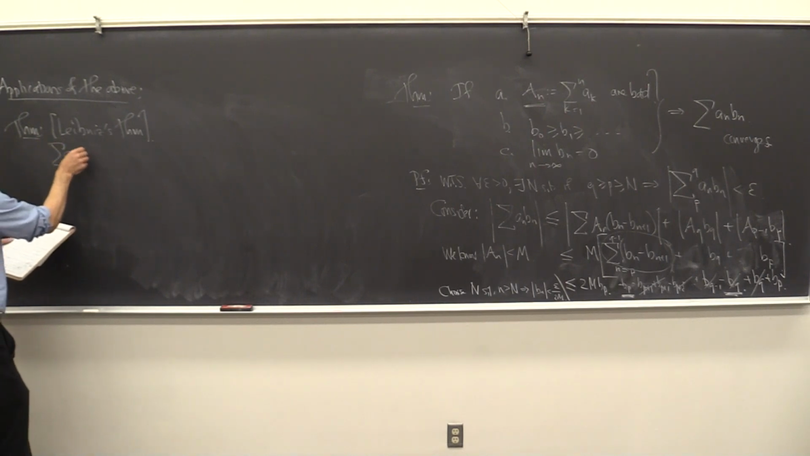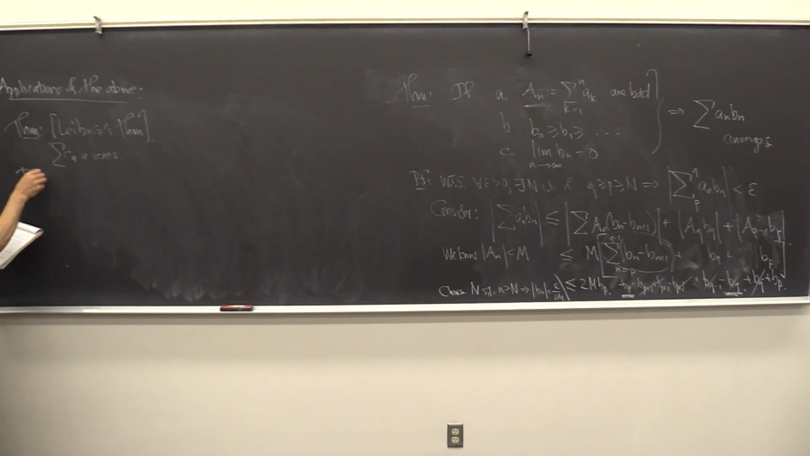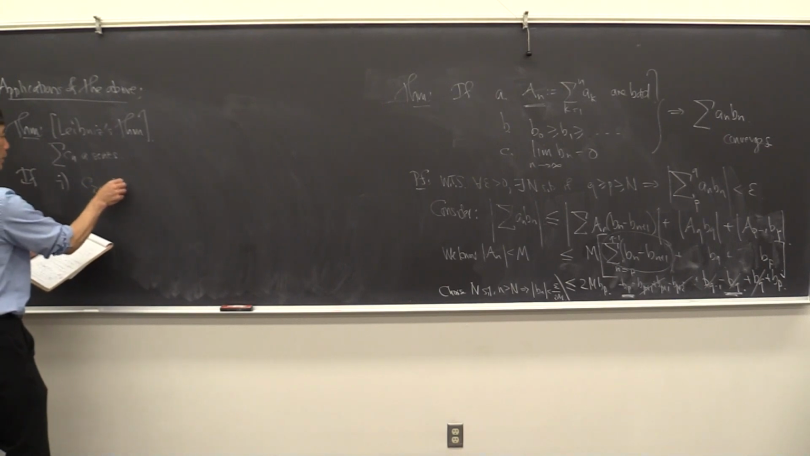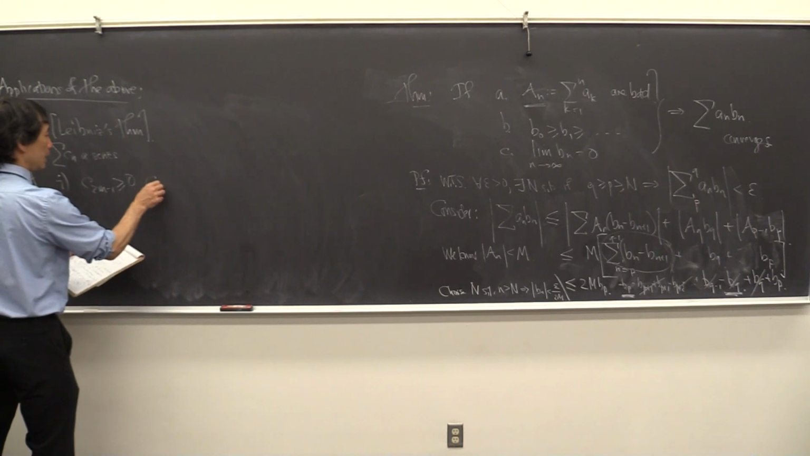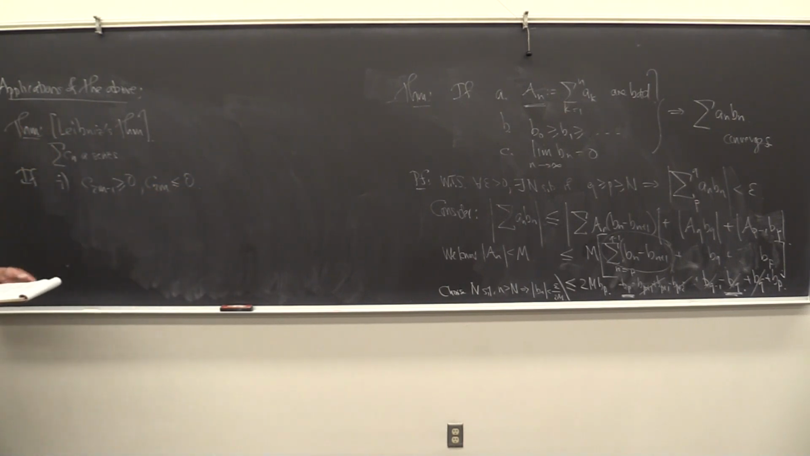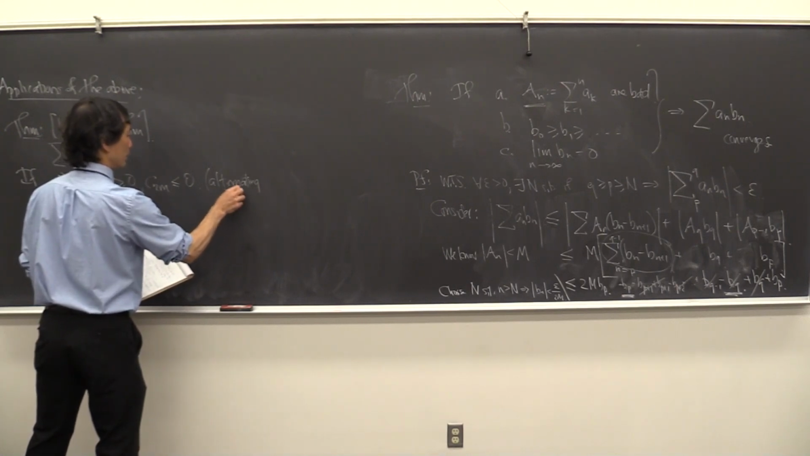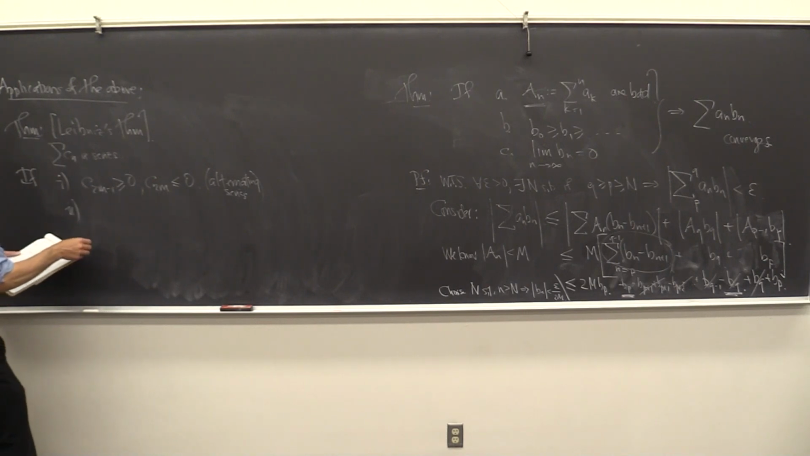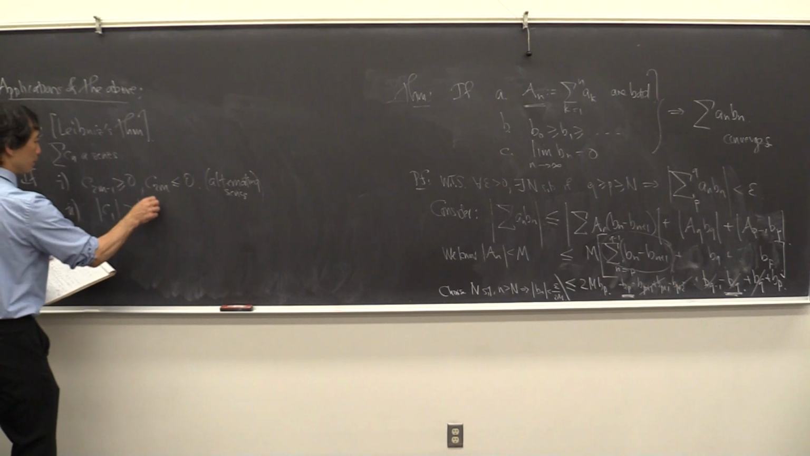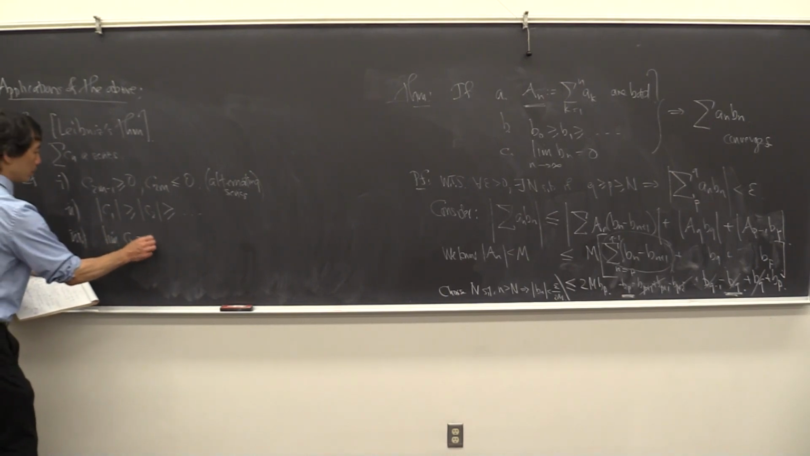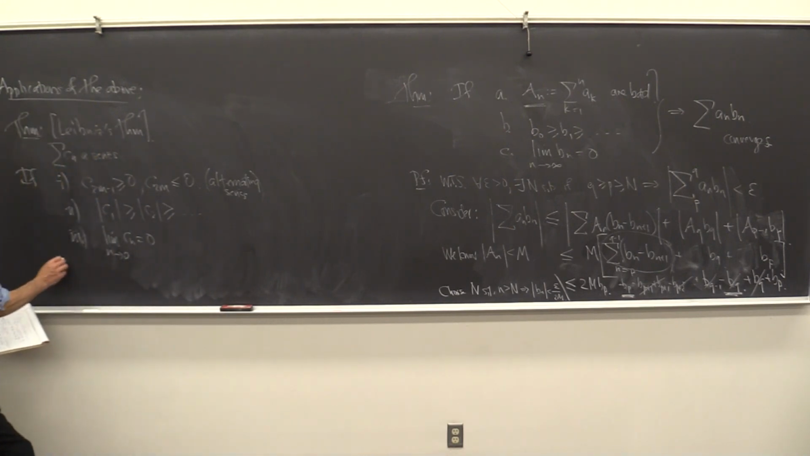So if you have a series, and if the odd terms of the series are all positive or all non-negative, and the even terms of the series are all non-positive, so it's an alternating series, and the size of the terms decreases to 0, then the series converges.